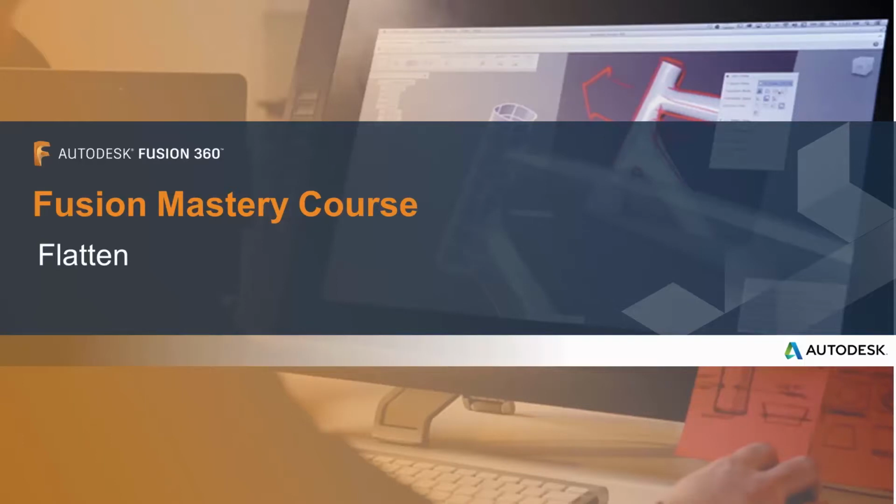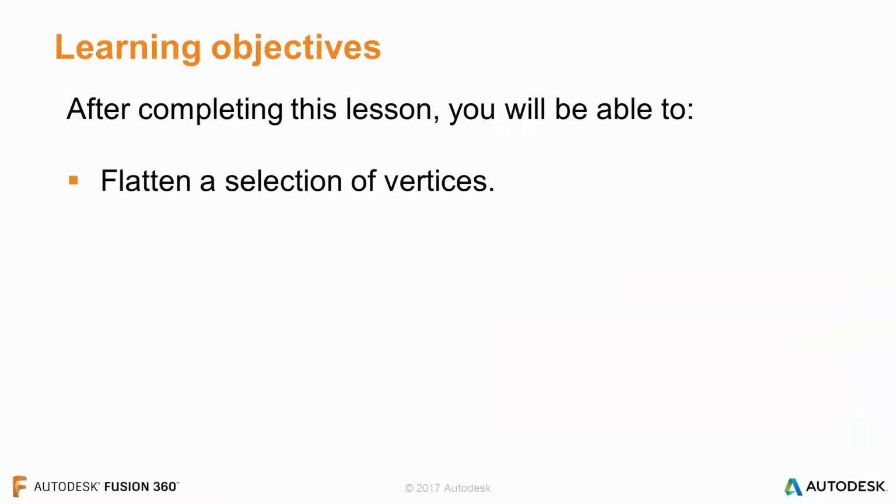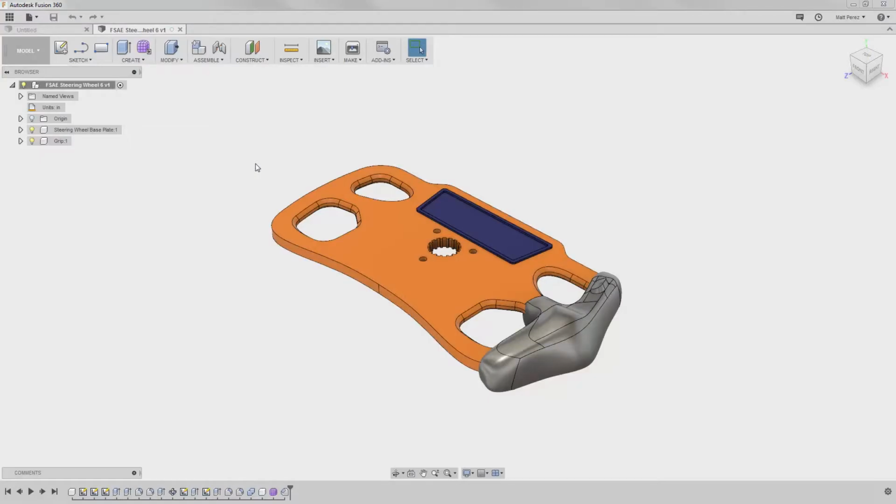In this lesson, we're going to be talking about flatten. After completing this lesson, you'll be able to flatten a selection of vertices. For our next example, you want to upload the file FSAE Steering Wheel 6.